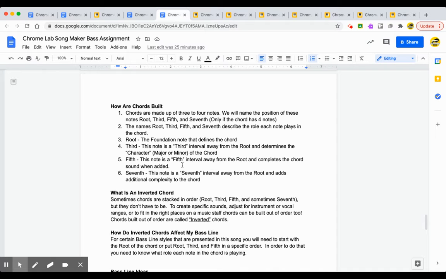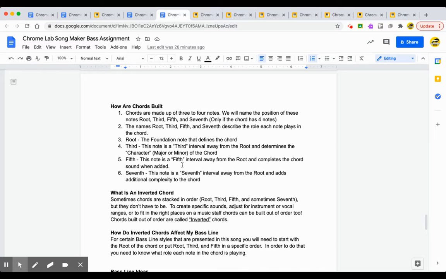So it adds a little bit more complexity to the chord when you add that on top of the root and third. The seventh is a seventh away from the root. Again, Tone Savvy, away from the root, and it adds additional complexity to the chord if that's there. The only chord that we use the seventh in is the 5/7 chord. If you'd like ideas on how to use that chord, feel free to call me over and we can chat. Now, what is an inverted chord?